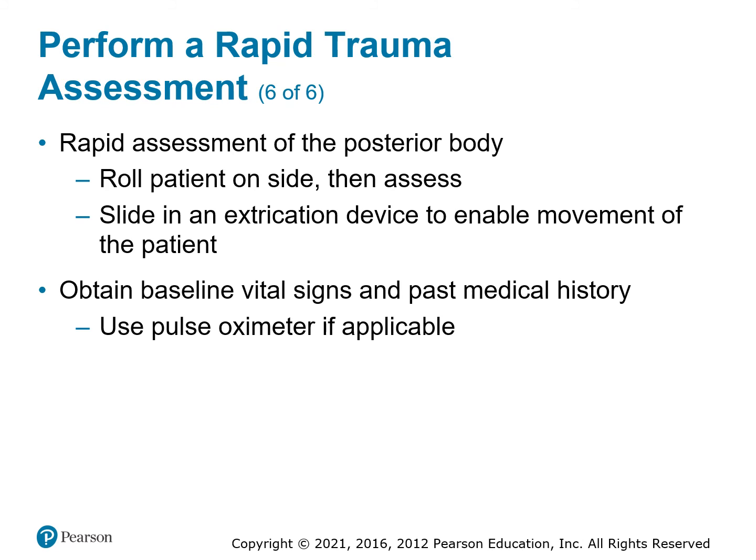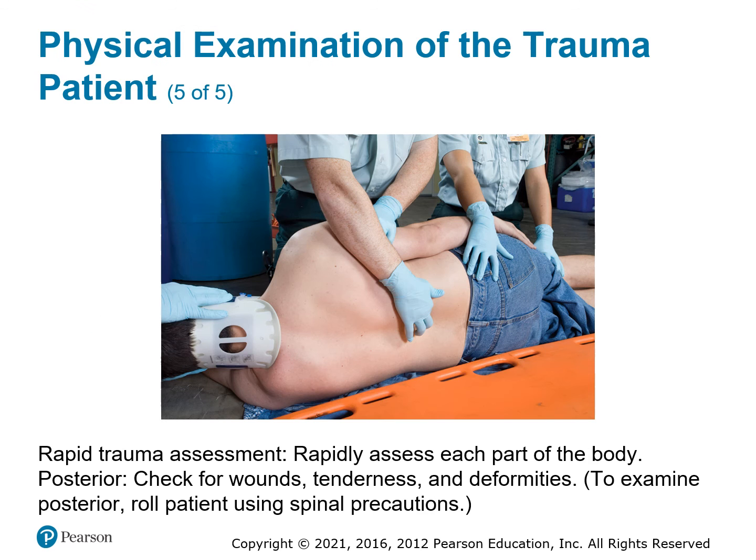Once you get all four extremities done, everything on the front, now we're going to roll them gently so that we can put them on the backboard, and as you roll them up, you're going to check the back. We want to do it all at once so we don't move them around more than necessary. Get another set of vitals, get the pulse ox, get some past history now, start putting pieces together.